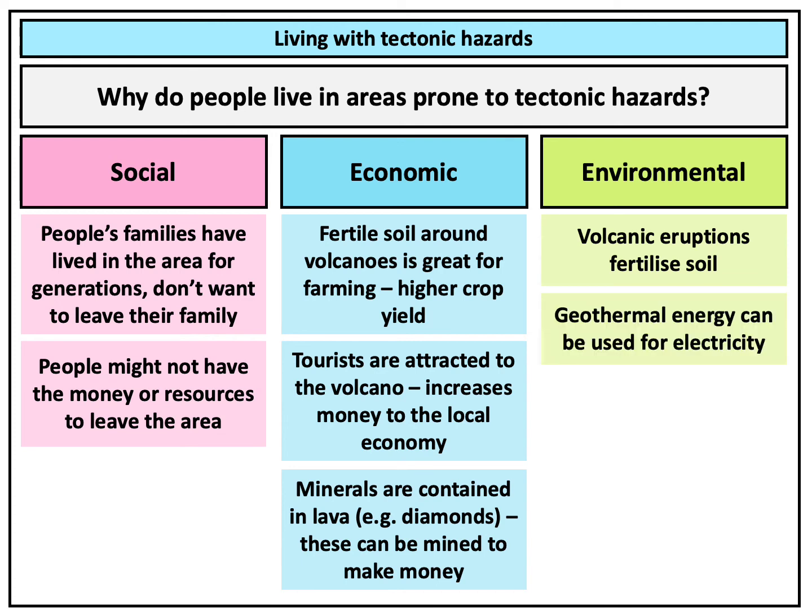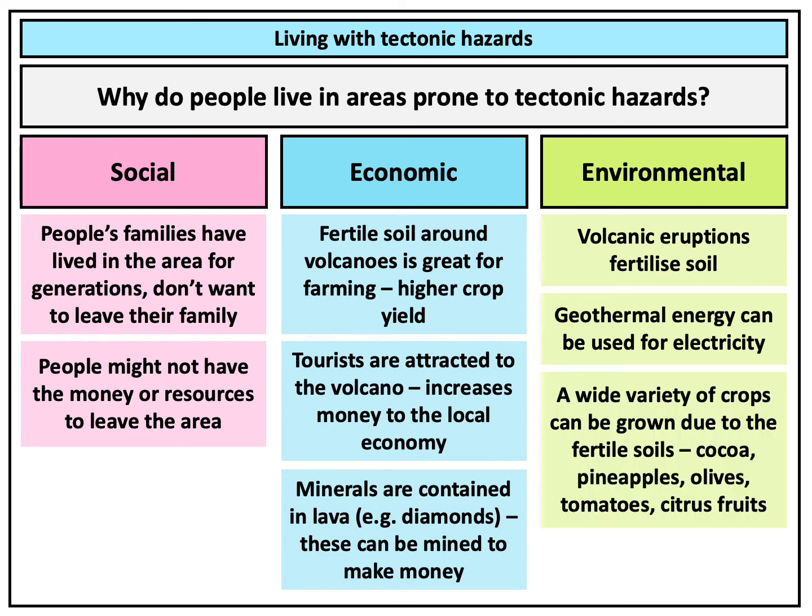Geothermal energy. Because the ground around the volcanoes can be a lot hotter further down, that can be used to generate electricity. And as I've already touched upon, a wide variety of crops can be grown due to the fertile soil. So that can be cocoa, pineapples, olives, tomatoes, citrus fruits. Now that obviously depends how close you are to the equator, because you can't exactly grow tropical foods in Iceland, but the fertile soils help a lot.